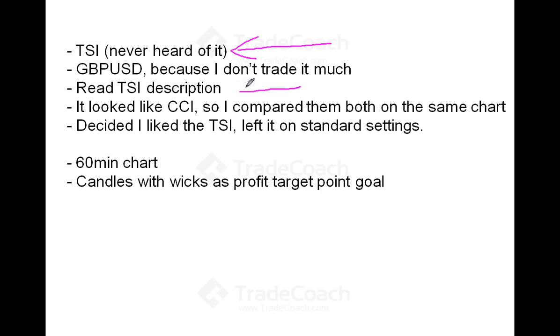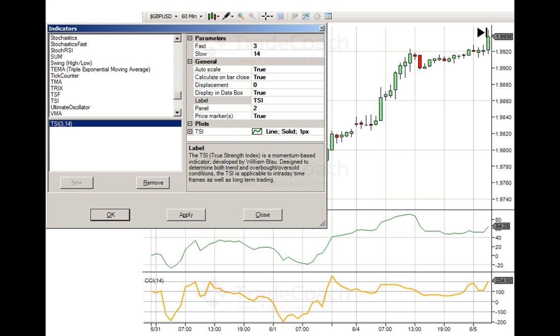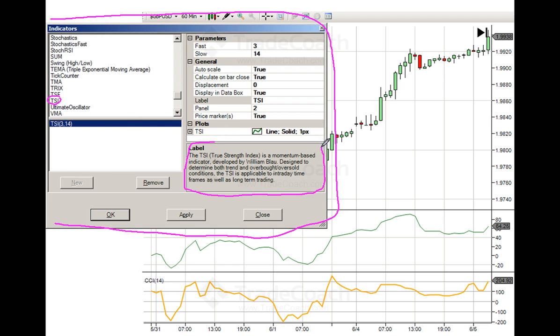What I did is I read the TSI description, so I had an understanding of what it was. So I'll show you the TSI, where you get the description from, and then we'll come back to this. I brought up my indicator box like this and clicked on TSI. Had no idea what it was, so I read the label. And the label told me TSI is True Strength Index. It is a momentum-based indicator developed by William, designed to determine both trend and overbought oversold conditions. The TSI is applicable to intraday timeframes as well as long-term trading. I thought, alright, well that sounds about right.